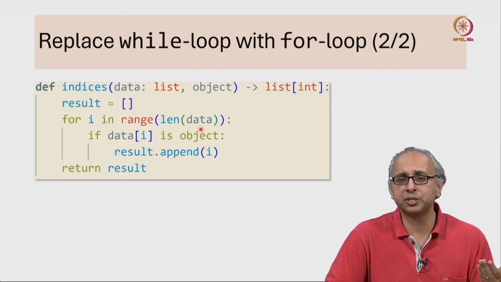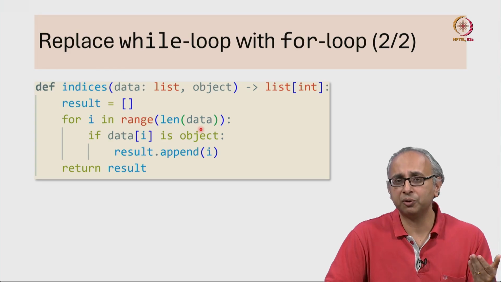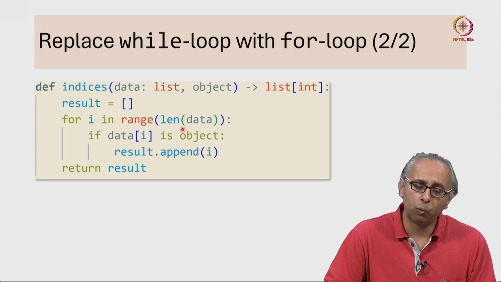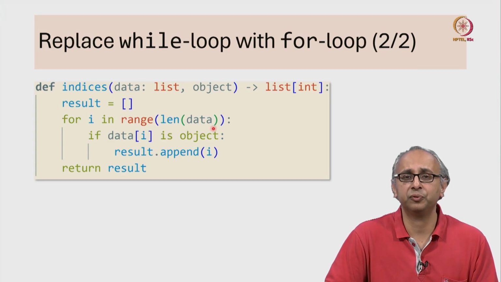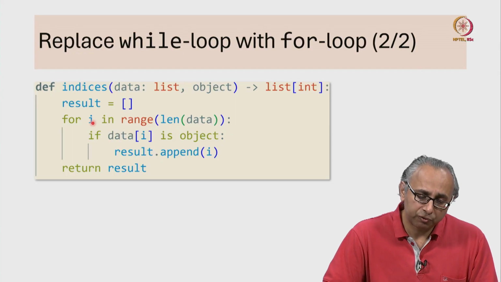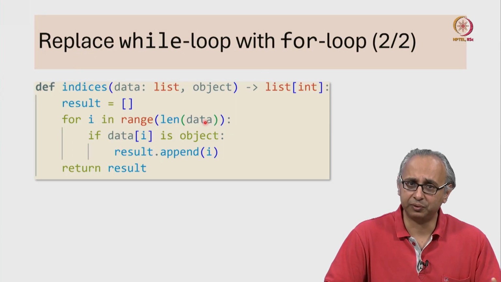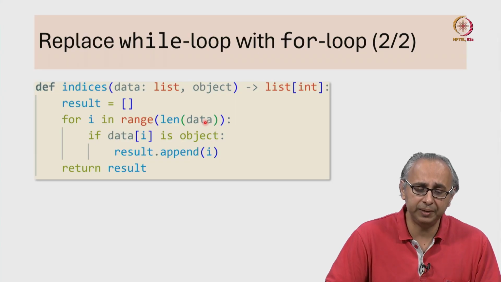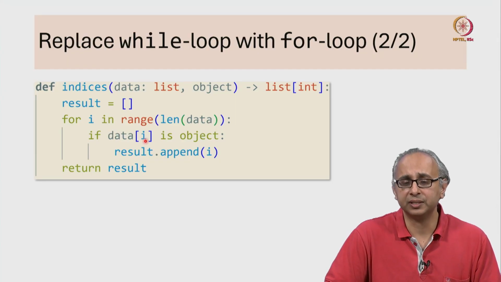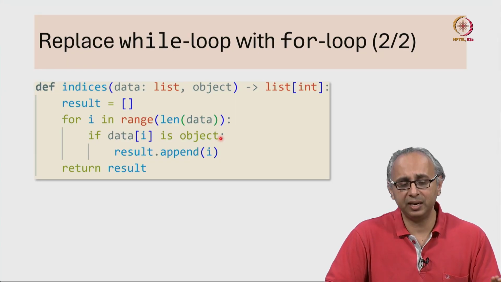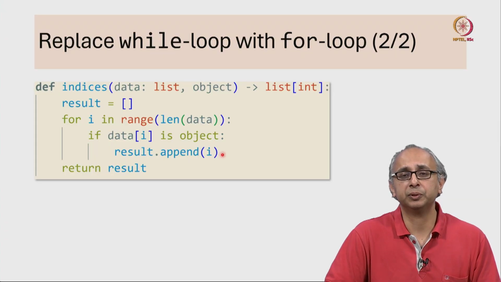We know it produces the values i equal to 0, 1, 2, all the way up to 1 less than the length of the given list. So for all those values, once again, i will be automatically increased for us. We don't have to do that manually. We check if the ith object in the list is what we're looking for, and if it is, we append it to the resulting list.